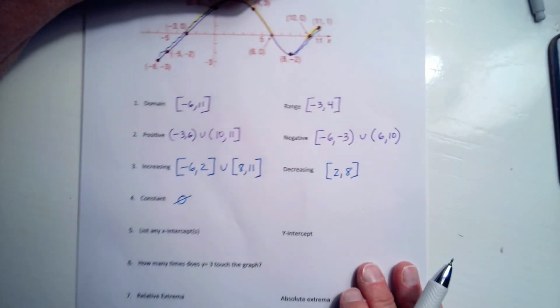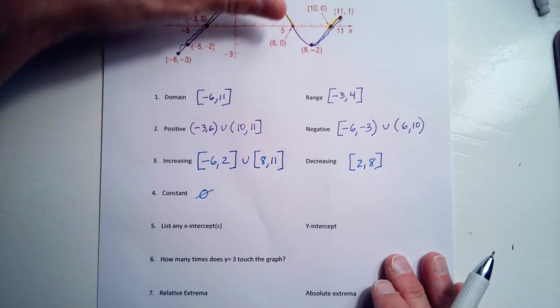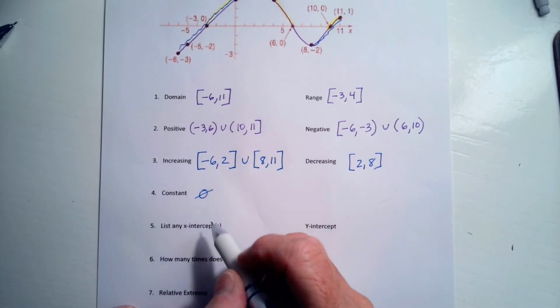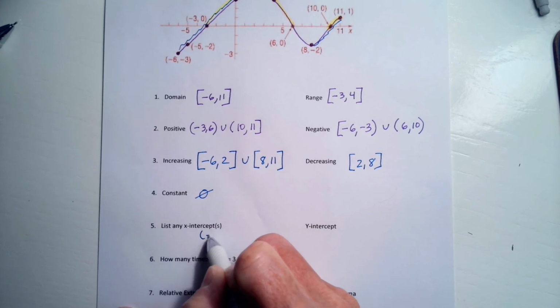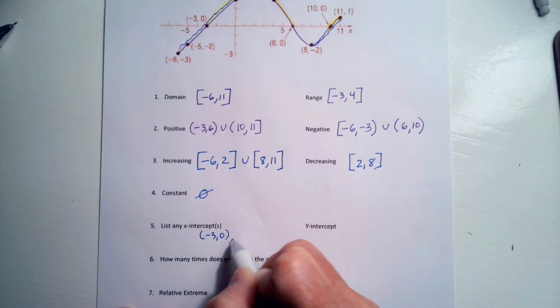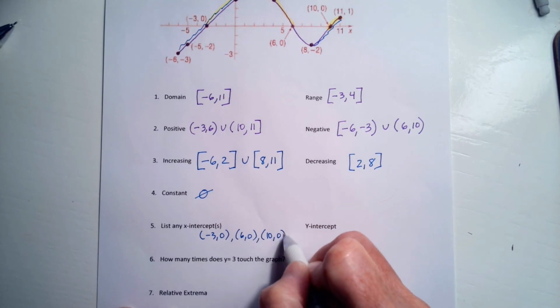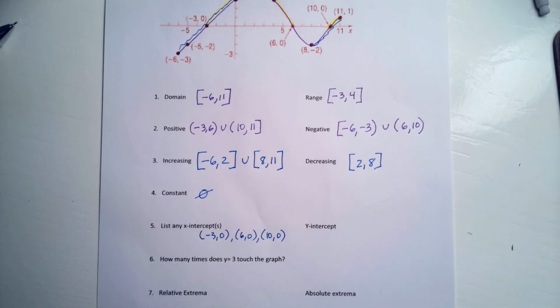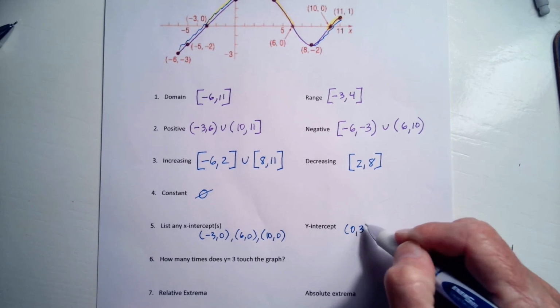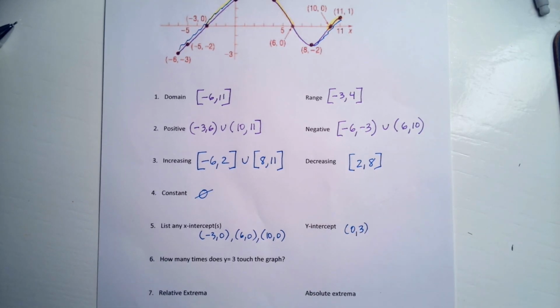And then the next question is to list any x-intercepts. So that means list them as points. So (-3, 0), (6, 0), (10, 0). The y-intercept appears to be (0, 3). Of course, there can only be one y-intercept if there are any. If you had more than one y-intercept, it would not be a function.